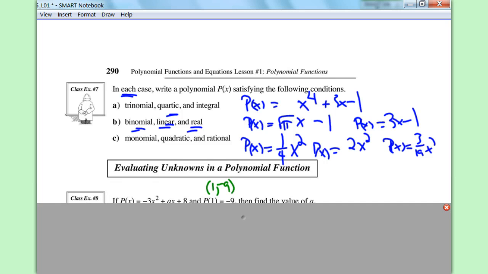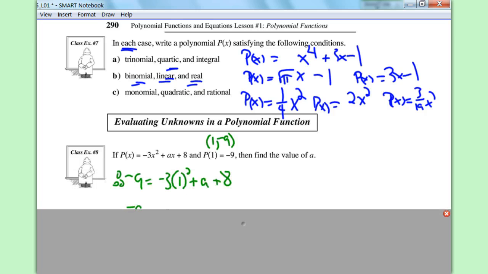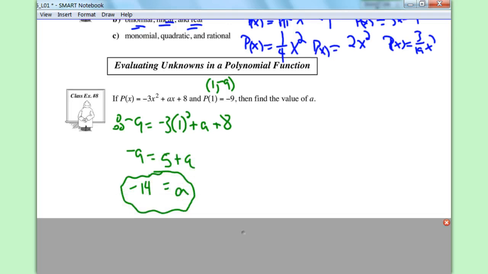Now, finally, we get something where we've done with definitions. Now, what kind of question might I ask? I probably wouldn't ask any of those other ones, but what if we were told that p of x was equal to this and you need to find the value of a? Use the concept of substitution to plug in. My y value is minus 9, my x value is 1, I plug it in and I end up with minus 9 equals 5 plus a, so a equals minus 14.